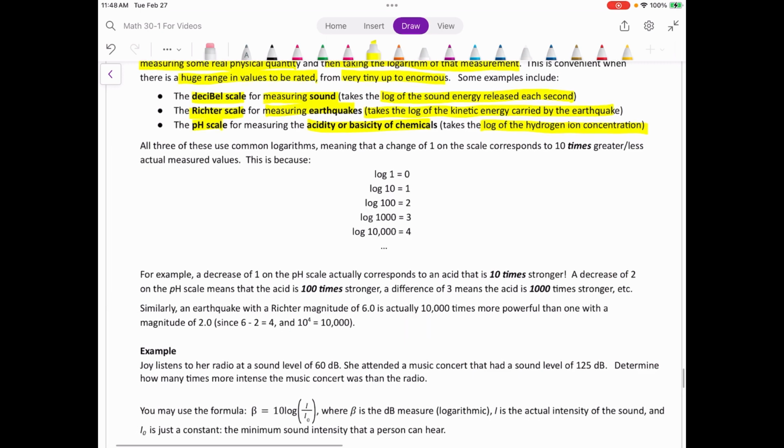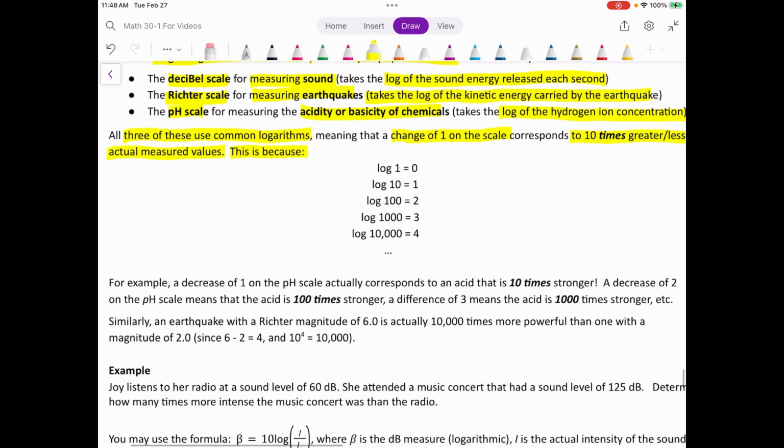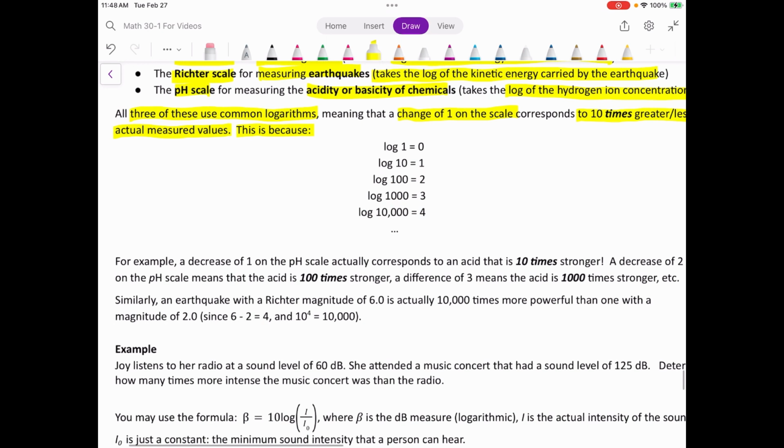So all three of these, and most of these, use common logarithms. And if we think about that, that means, like we said, that a change of 1 on the scale corresponds to 10 times greater or smaller actual measured values. Because again, log base 10 of 10 is 1, log of 100 is 2, log of 1,000 is 3, right? So this is what the scales are given to you as. But the physical measurements that they're actually measuring are these, right?